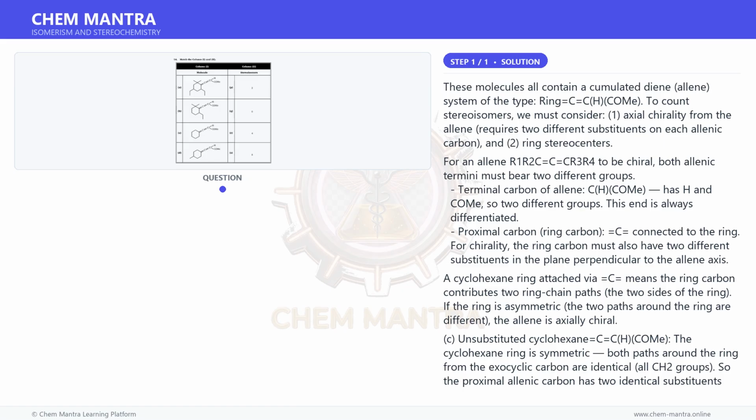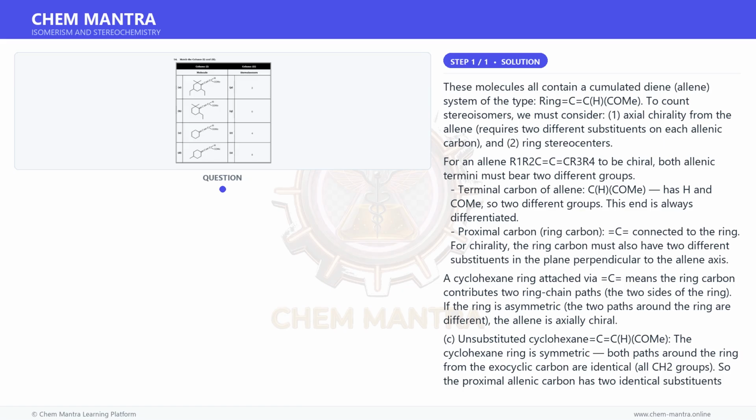Take unsubstituted cyclohexane=C=CHCOMe. The cyclohexane ring is symmetric, so both paths around the ring from the exocyclic carbon are identical, all CH2 groups. So the proximal allenic carbon has 2 identical substituents, both ring paths are the same. No axial chirality. No ring stereocenters. Stereoisomers = 0.